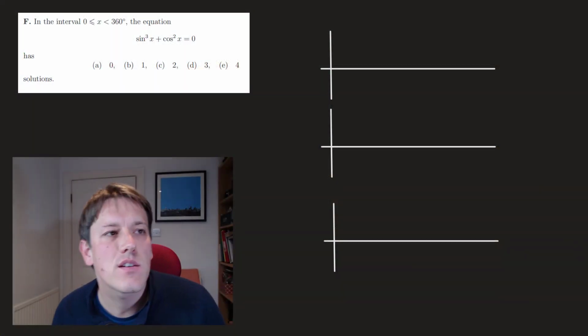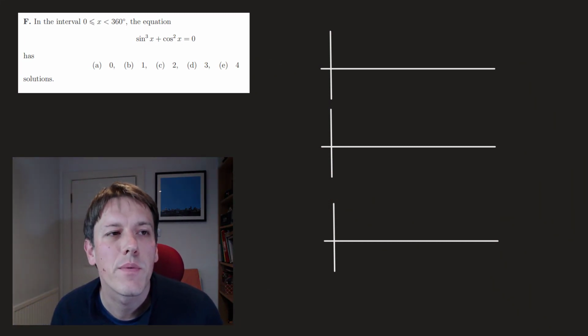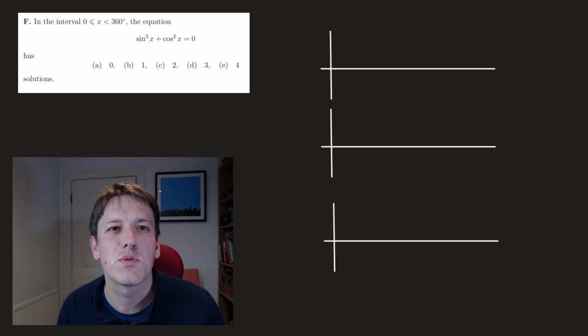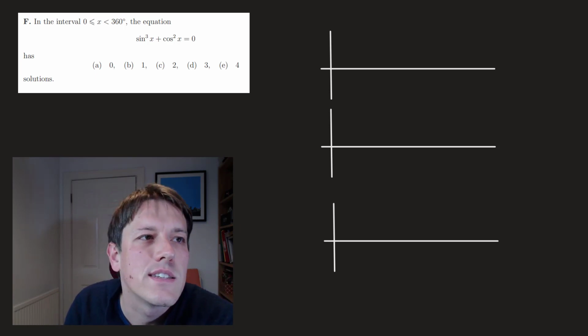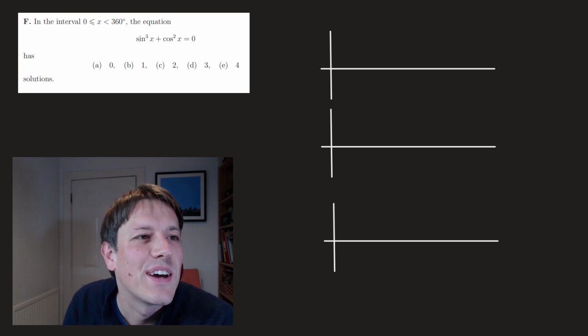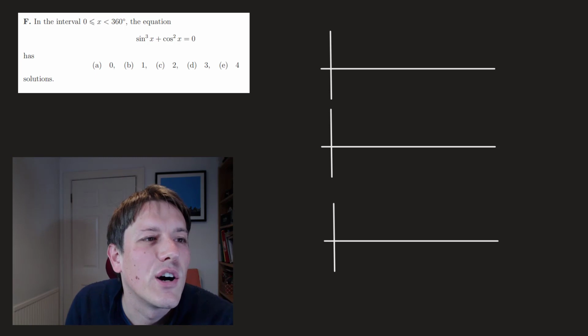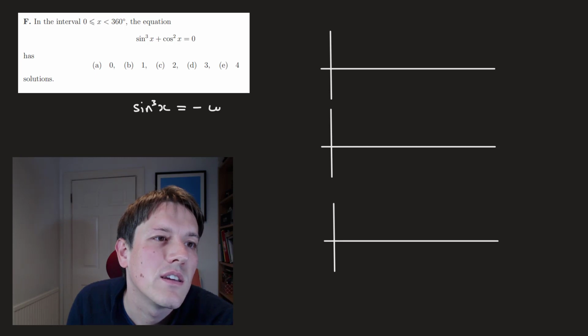So in F, we've got an equation sine cubed x plus cos squared x equals 0, and we want to know how many solutions it has between 0 and 360. So I've just drawn a few sets of axes here, because I think the easiest way to do this is just by thinking about a few graphs. So I'm going to think about, actually, rather than solving it in this form, solving it as sine cubed x equals minus cos squared x.